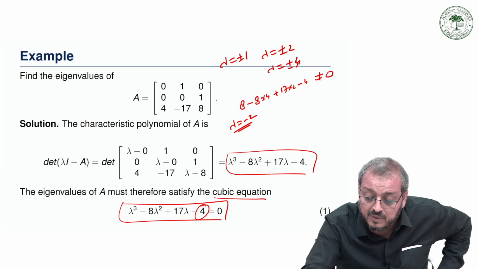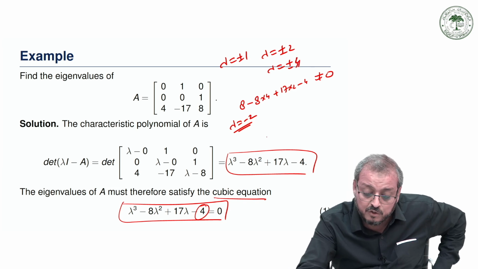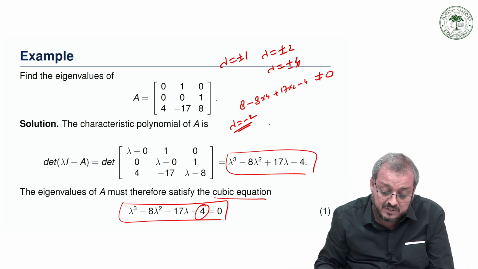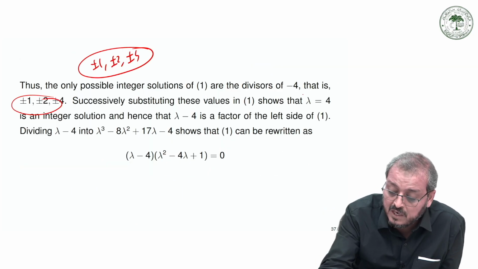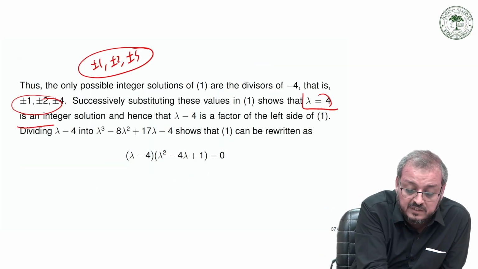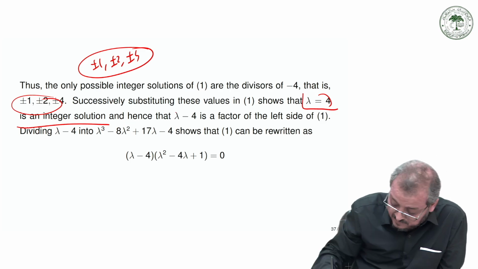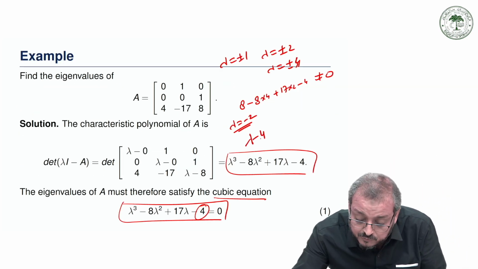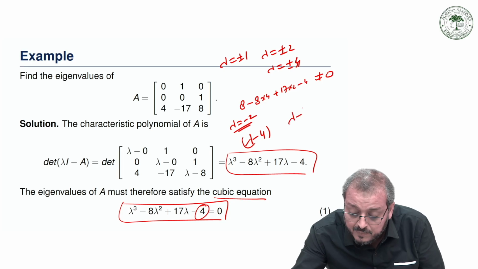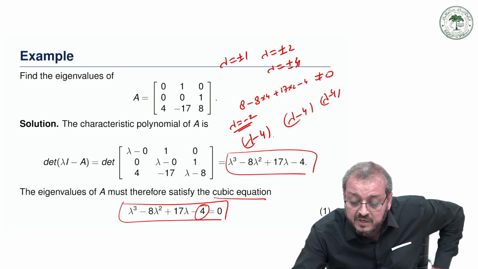Now we try lambda is equal to 4. Then lambda is equal to 4 is possible, but lambda is equal to minus 4 is not possible. So lambda is equal to 4 is an integer solution, and hence we can say that lambda minus 4 is one of the factors of this.